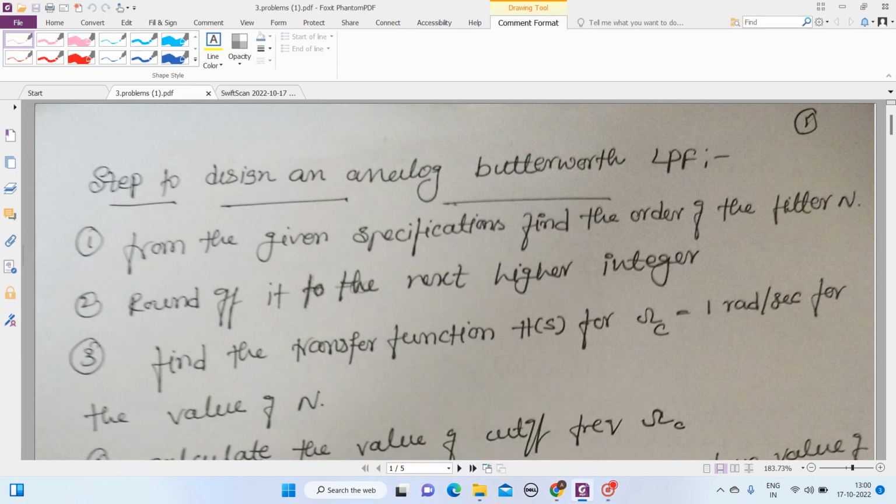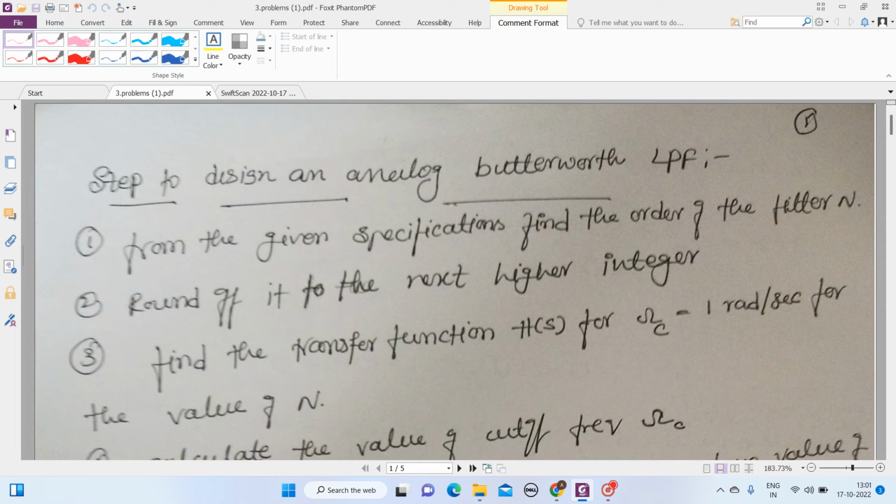Hello, hi. In this video, we are going to discuss how to design an analog Butterworth low pass filter. In order to design analog filters, we have two methods. One is Butterworth, another one is Chebyshev. In Chebyshev again we have two techniques, Chebyshev type 1 and type 2. But in this video, we will discuss how to design an analog Butterworth low pass filter.